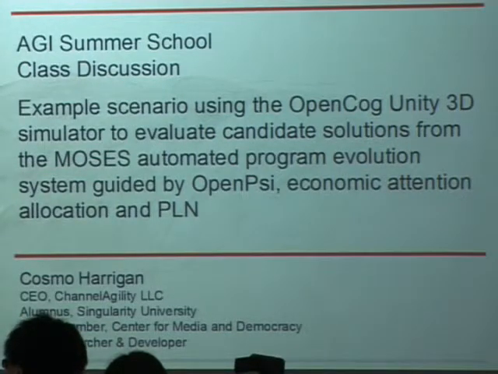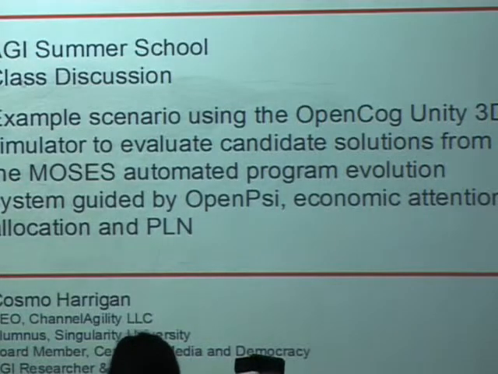Essentially what I'm thinking here is we would use the simulation framework that's been outlined in the past few days by Ben and Lake in the Unity3D graphical simulation environment, along with the Moses automated program evolution module within OpenCog in order to control the robot agent to perform certain actions that I'll describe in a moment, along with the attention allocation and the OpenPsi motivation modulation, and potentially some simple logical inference steps.